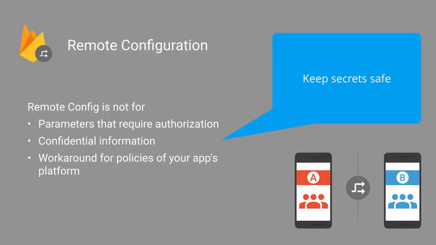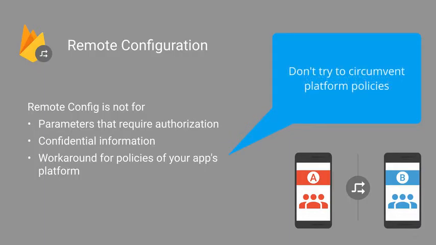Lastly, remote config should not be used to work around policies of your app's platform. For example, don't add a remote config parameter that hides a feature while the app is going through app review, and then remotely activate the feature only after the app has been published.